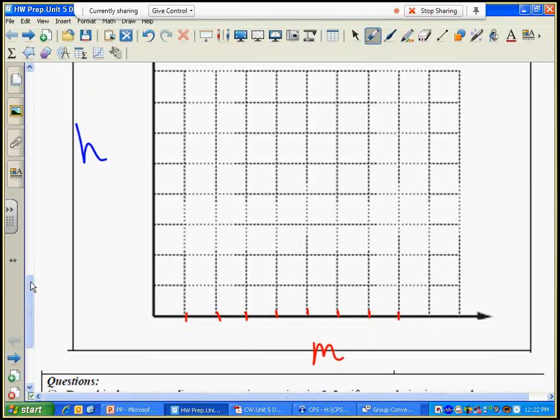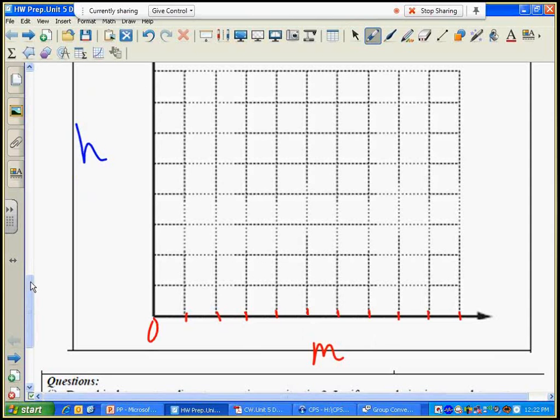Okay. Well, notice that all of our values for M went from 0 to 30. I'm always going to have you guys start at 0 here on the origin. So what we've got to figure out is how much we want to make each one of these little marks go up by so that we can fit 30 in there.